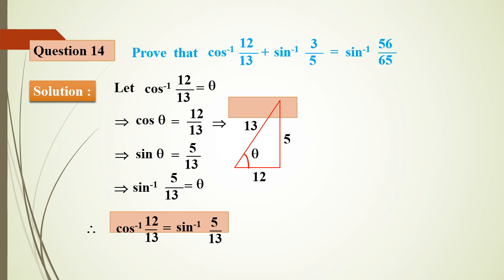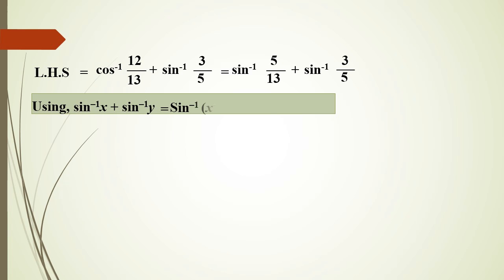Now, considering the left hand side, cos inverse 12 by 13 plus sin inverse 3 by 5. We have simplified already and written cos inverse 12 by 13 as sin inverse of 5 divided by 13 plus sin inverse 3 by 5. Using the formula sin inverse x plus sin inverse y equals sin inverse of x into square root of 1 minus y square plus y into square root of 1 minus x square. It is one of the standard properties in the inverse trigonometric concept.